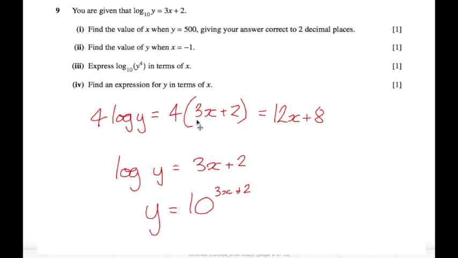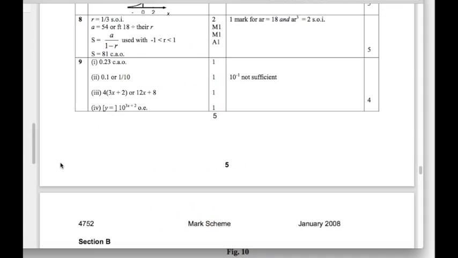Okay, let's just double check that, because that was a bit of a weird question. So yeah, there we go. 10 to the power minus 1 is not sufficient there, so you do need to make sure you put 0.1 or a tenth. That's the only thing I'd say from that.